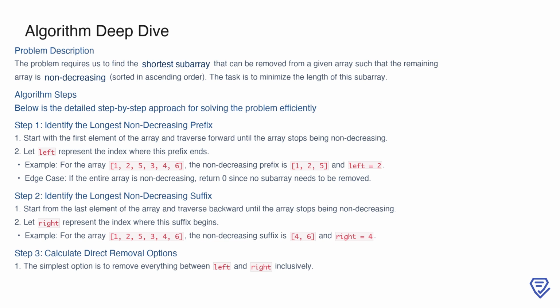Next, we identify the longest non-decreasing suffix, which is the portion at the end of the array where the elements are sorted. In the same example, the suffix is 4, 6, starting at index 4. These two steps help us narrow down the problematic middle section of the array that might need to be removed.